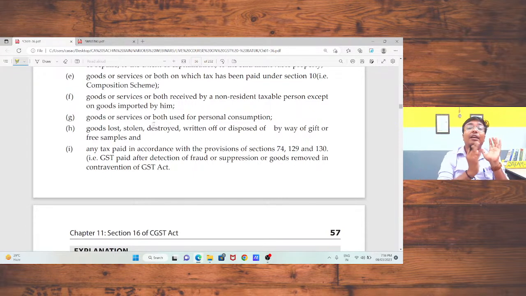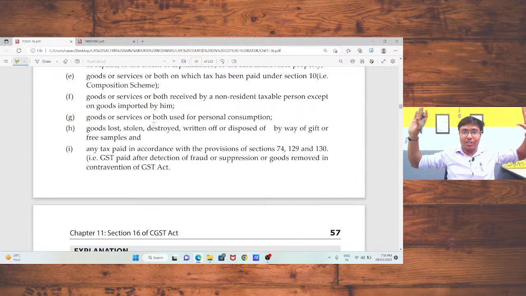Okay, sir. And if you are going to pay any tax due to any demand by the departmental authority under section 74, 129, 130, okay, if the departmental authority has given you notice that a particular demand is pending at your end, and you should pay that demand, in that case, if you pay that demand, no input tax credit is available. Sir, is that okay? Section 17, subsection 5.